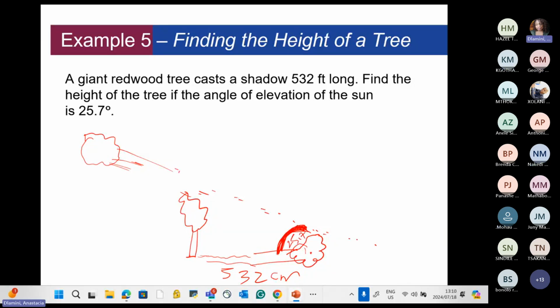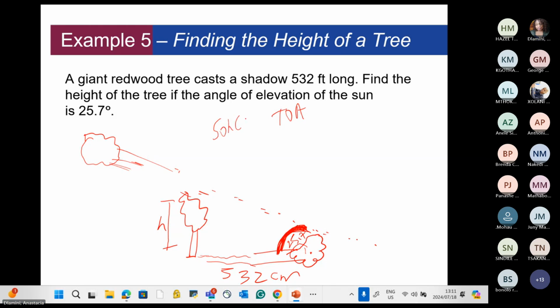25.7 degrees, isn't it? Yes, ma'am. So what are we looking for? We're looking for the height of the tree. So meaning that to find the height of a tree, what can we do? We'll use tan theta because it's opposite over adjacent.